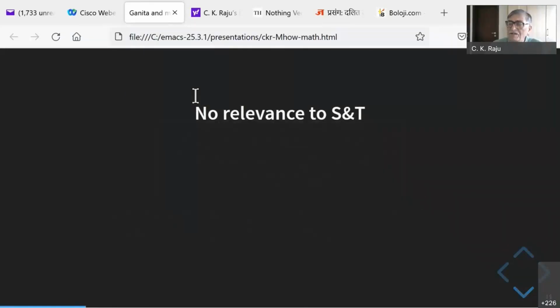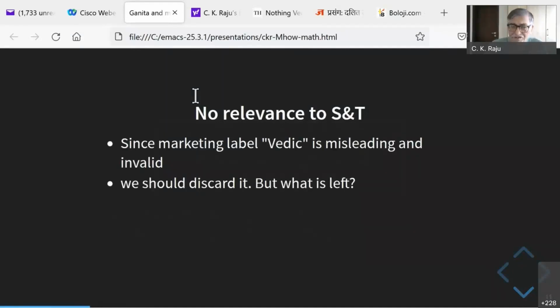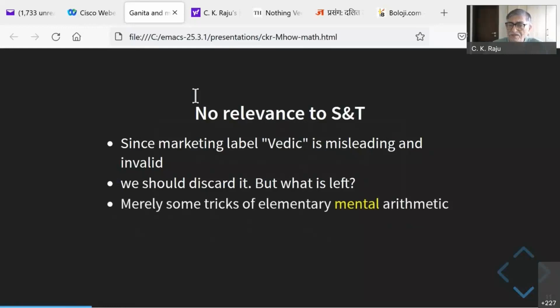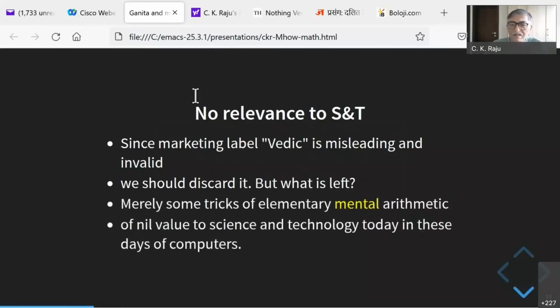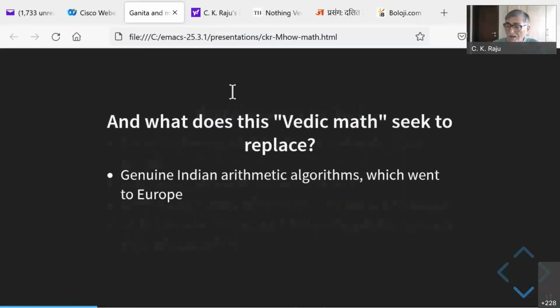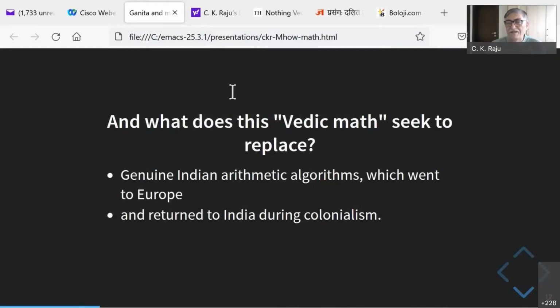So the point is, just because something is ancient, it does not become Vedic. Even if it is ancient, it is not. And it has no relevance to science and technology. If you remove the misleading marketing label Vedic, then there is nothing left there, just some simple tricks of mental arithmetic, which are of no value to science and technology, especially today. And what does it seek to replace?